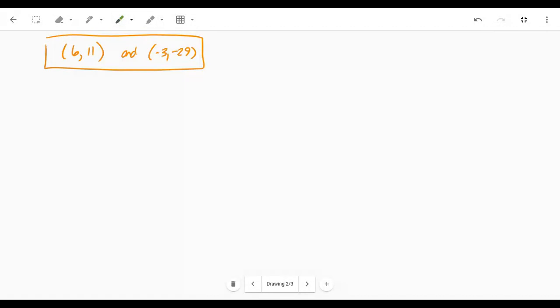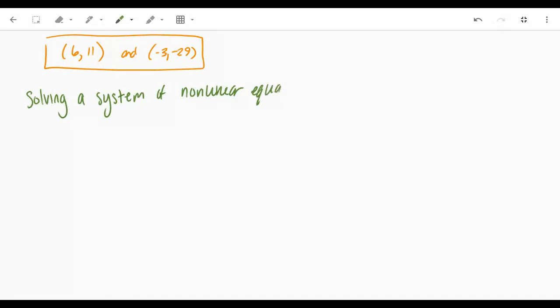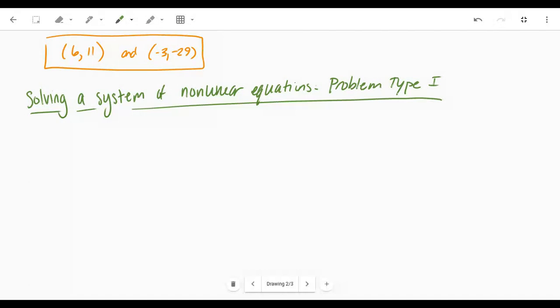We have solving a system of nonlinear equations. Problem type 1. Okay, so this one we have x squared plus y squared equals 10. And we also have y plus x equals 4.